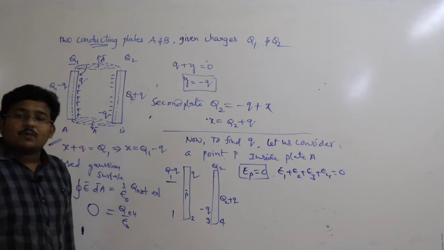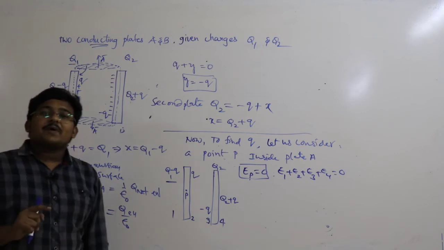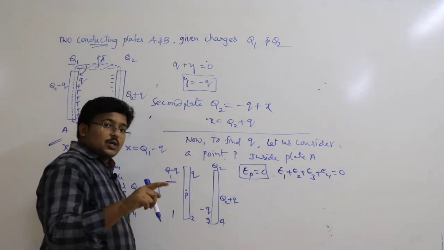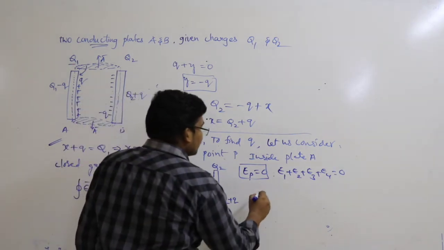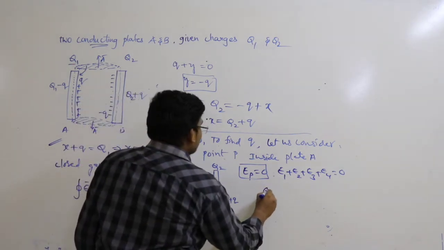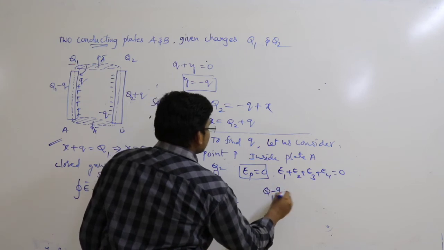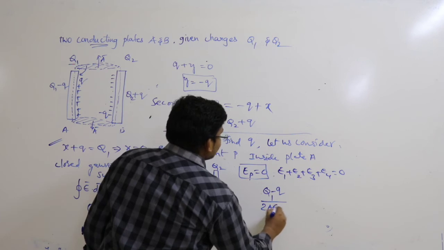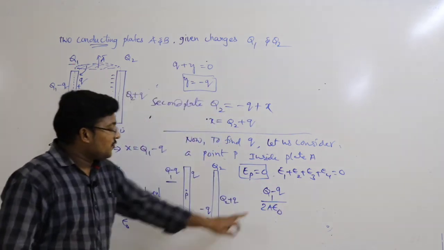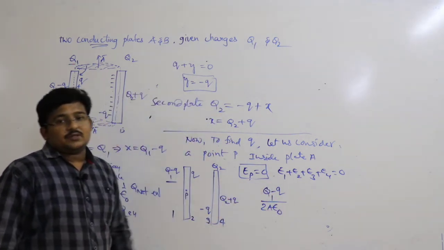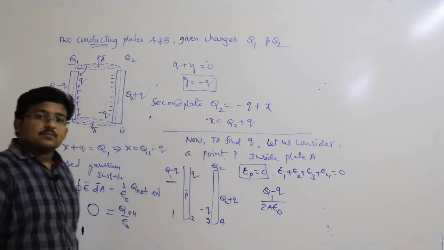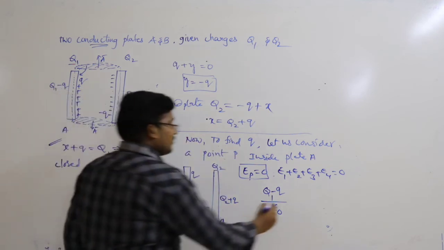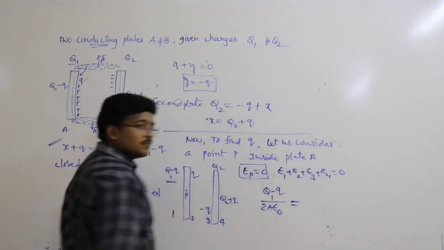Now what is the field formula for a single surface? Sigma by 2 epsilon naught, or charge by 2A epsilon naught. Now we know that charge how much? Q1 minus small q by 2A epsilon naught. This is the field due to first surface, right side, and due to all the other surfaces left side I am taking. So I am equating these fields.